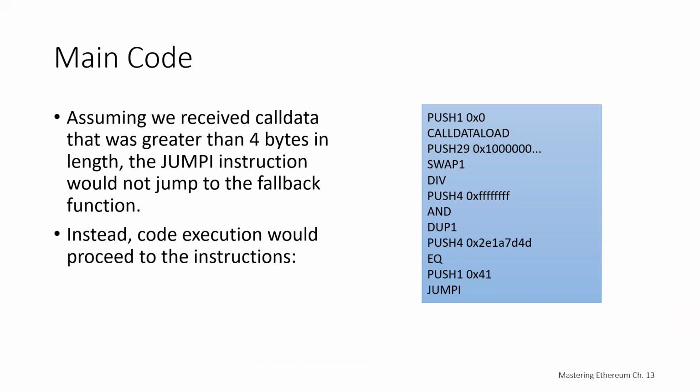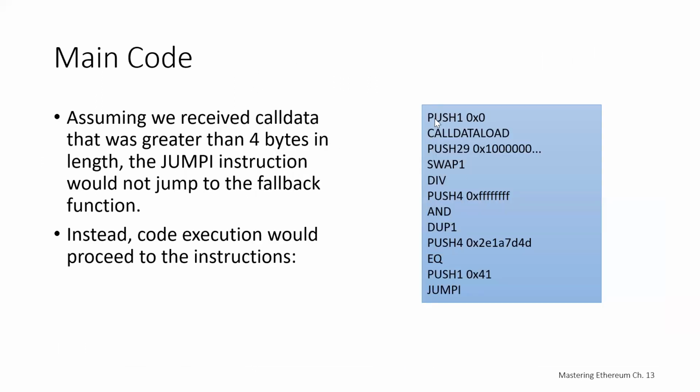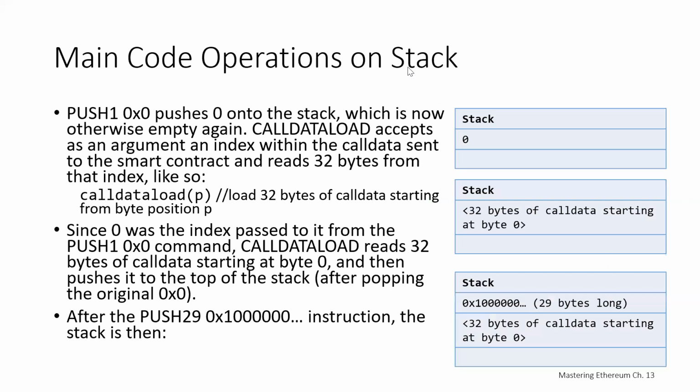Instead, the code execution would proceed to the instructions here in the middle with this push, call data load, push 29, swap, and so on. Here we can see those called out: push 1, the number 0, call data load, push 29, 0x1 followed by a bunch of zeros, swap 1, divide, push 4, and push 4 followed by a number, then equals, and then push 1, and then jump. So let's walk through what each of these instructions is doing.